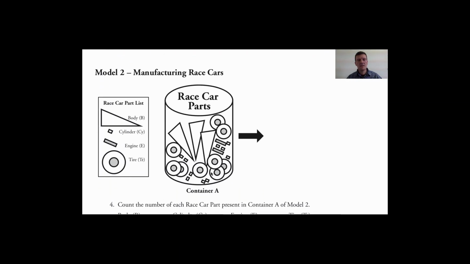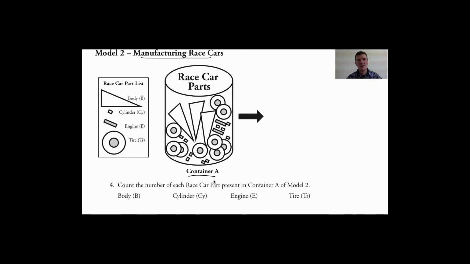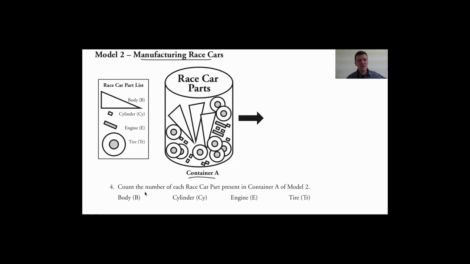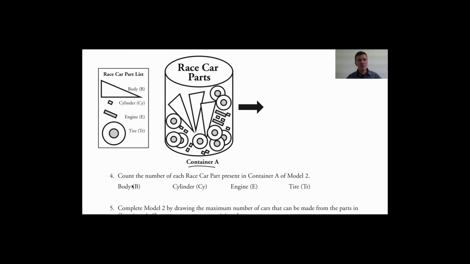Okay, now we have a model where we're going to put together a car. Again, we are reminded of the parts, and in this container we have a whole collection of different parts, just a mishmash of parts, and we're going to try to figure out if we can make any cars out of this collection of parts in container A. Number 4 says count the number of each race car part present in container A of Model 2.